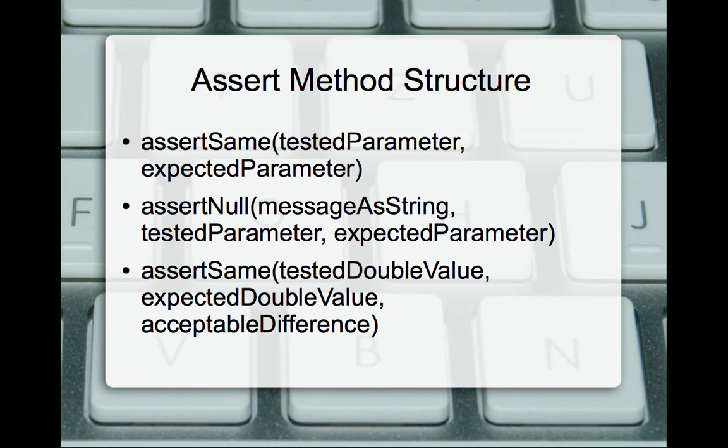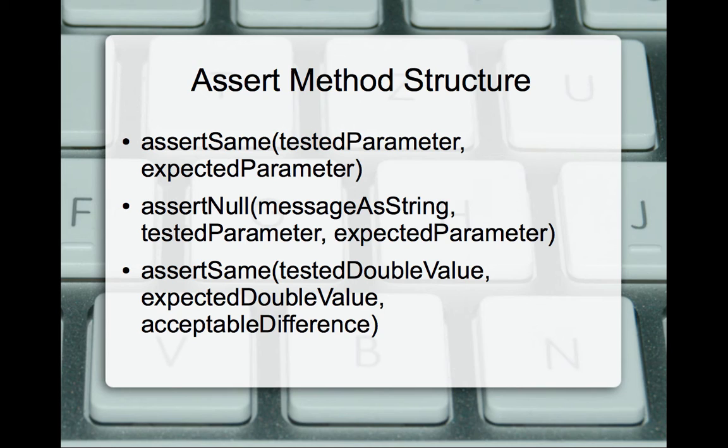We have our assert method structure. All the assert methods that we'll be using within JUnit testing will have the same basic structural approach. As you can see right here in assert same, we have a tested parameter and an expected parameter, where we expect the first one to be the same as the second one. Looking at assert null, we can have an option for a message as a string parameter, and the expected parameter. We assert same for tested double value, expected double value, and the acceptable difference. When we're dealing with doubles, remember, since we can't check for exact equality, we have to have a delta or a difference that's attached to them.